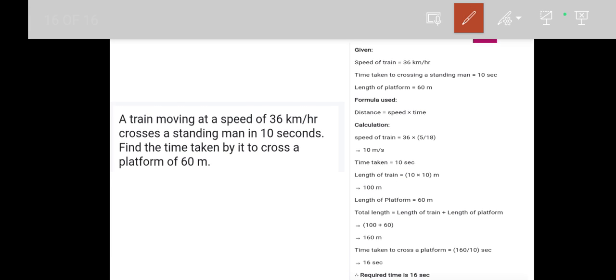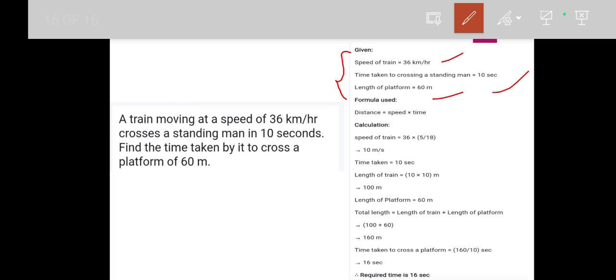Next question. A train moving at a speed of 36 kilometers per hour crosses a standing man in 10 seconds. Find the time taken by it to cross a platform of 60 meters. So we know the speed of the train, that is 36 kilometers per hour. The time taken to cross a standing man is 10 seconds. The length of the platform is 60 meters. These are the three things that are given in the question.